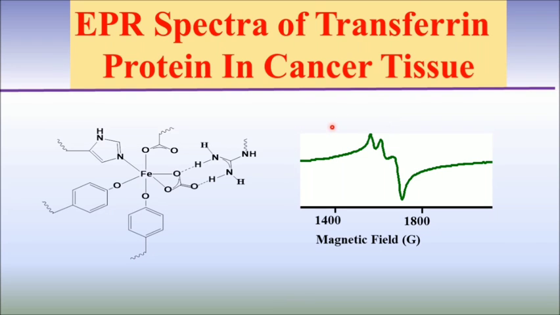In my research in Medical College of Wisconsin, we have studied cancer. So we have taken the cancer tissue and put it into the EPR tube and measured the low temperature EPR. The EPR spectrum for cancer tissue is shown here. The spectrum obtained is similar to transferrin EPR, protein EPR. Transferrin is a protein overexpressed in cancer tissue as cancer cells require more oxygen for their growth.